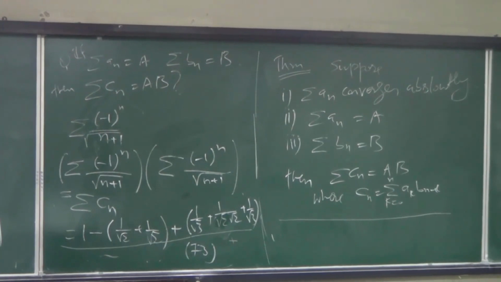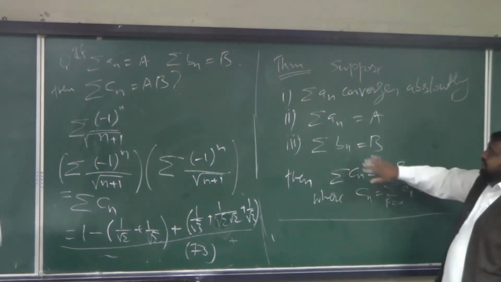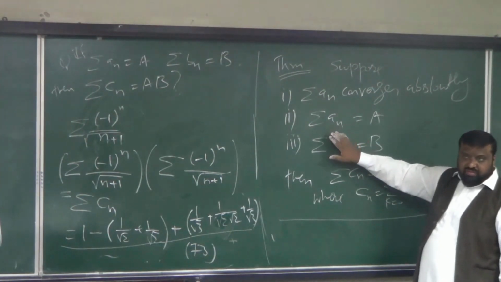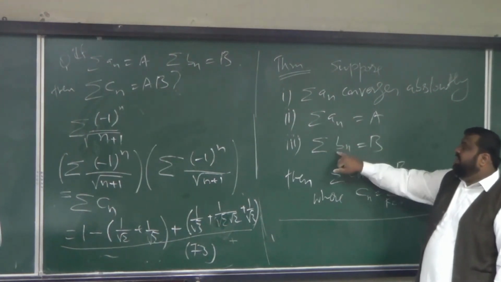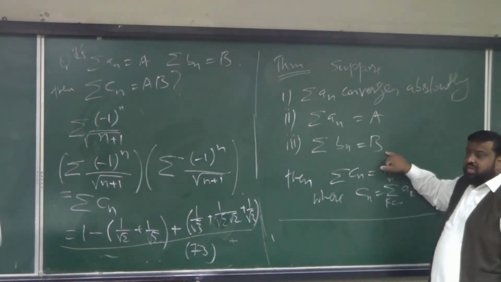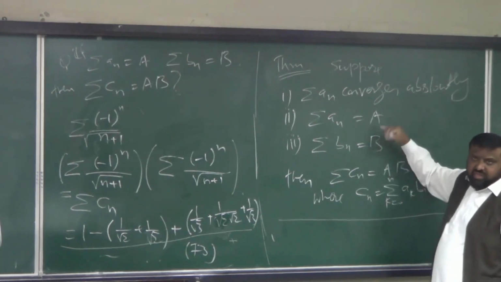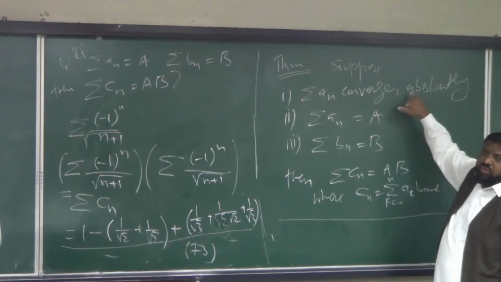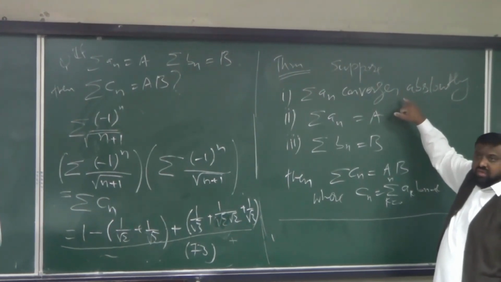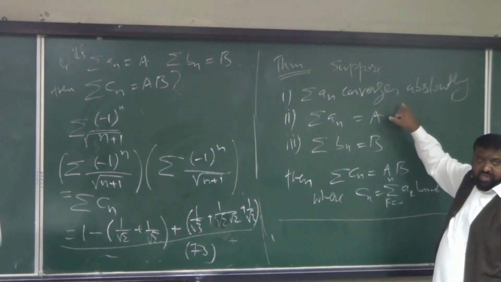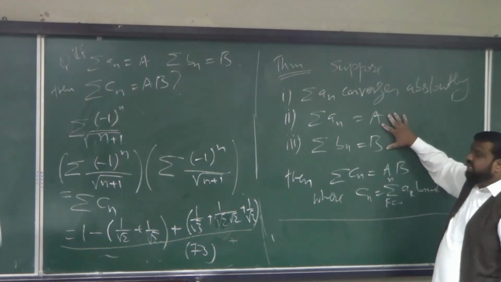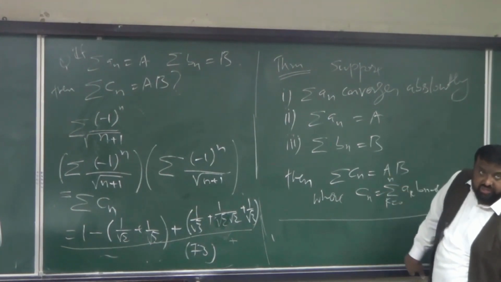So what is this criterion saying? This criterion is saying that imagine you want to multiply two series. One converges to A, another converges to B. Then if one of the series is converging absolutely, and both series are convergent, then the product will converge.